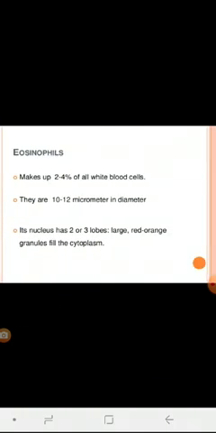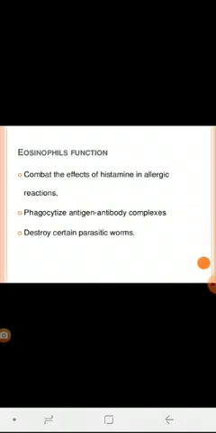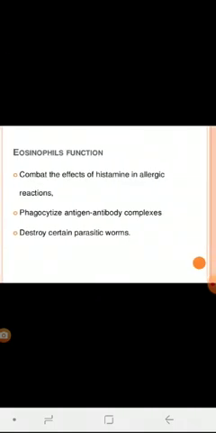Eosinophils are 2 to 4% in our body. They are 10 to 12 micrometers in size. Its nucleus has 2 to 3 lobes. Large red-orange granules fill the cytoplasm. That is the image of eosinophils, dumbbell shaped. Function: combat the effect of histamine in allergic reactions, phagocytosis of antigen-antibody complexes, and destroying certain parasitic worms.